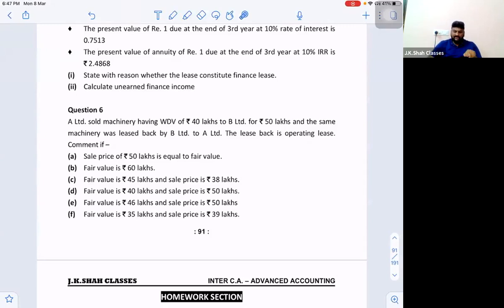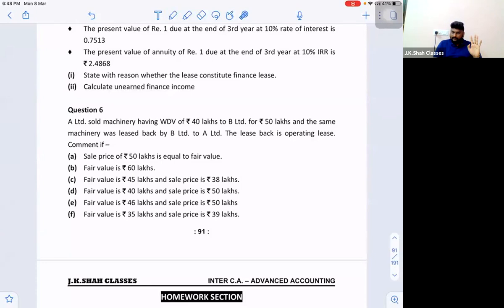Selling price is 50 lakhs. WDV is 40 lakhs. So technically 10 lakhs of profit, correct? This will be recorded immediately. Because the fair value is greater than selling price, obviously no amortization logic will arise over here. So directly 10 lakh of profit, record immediately. Fair value is 60 lakh, no problem. We sold it at 50. Our 40 lakh worth of asset is sold for 50 lakh. So we are at a 10 lakh profit. Record it immediately.